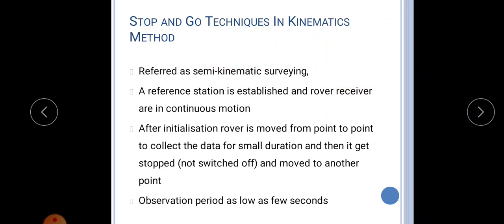And after initialization, the rover is moved from point to point to collect the data for a small duration, and then it gets stopped and moved to another point. That is, after collecting the data, the rover will be moving to the next station and remain stationary at that station for some period, around 5 to 20 minutes, and collect the location details of that point. And after collecting the details, it will move to the next unknown point. Like that, the rover is in continuous motion, and the reference receiver is stationary. So it is known as the semi-kinematic surveying method. And the observation period is as low as a few seconds.